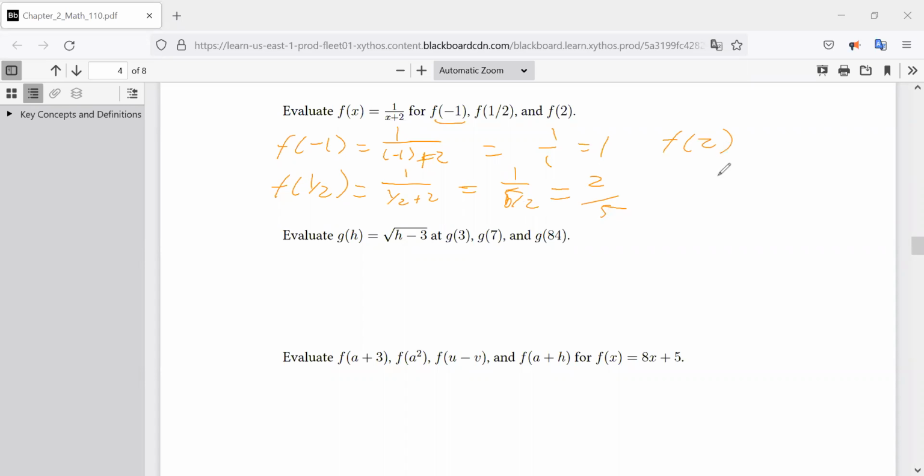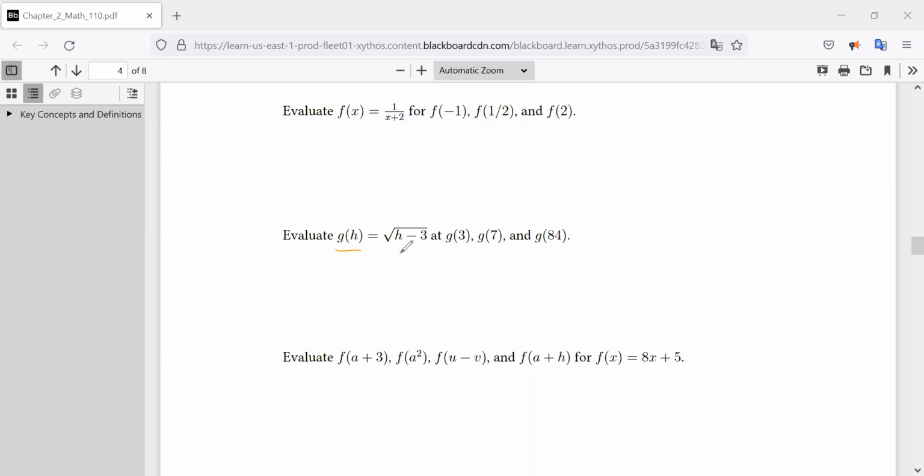What's f of 2 going to be? Oh, never mind. I thought somebody else was going to answer. Yeah, I think I went from 2 people trying to answer to no people. Someone want to tell me what it is? 1/4. Yes, 1/4. Thank you. So we have 1 over 2 plus 2 is equal to 1 over 4. Cool.